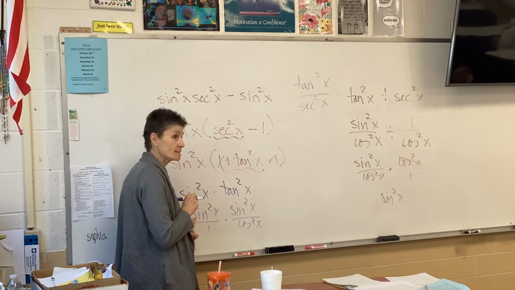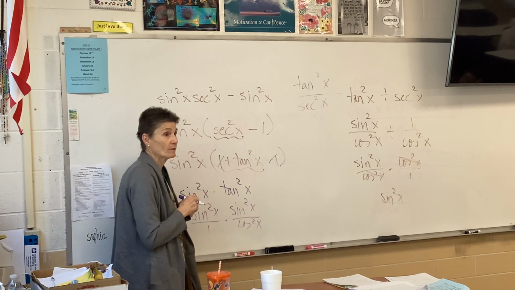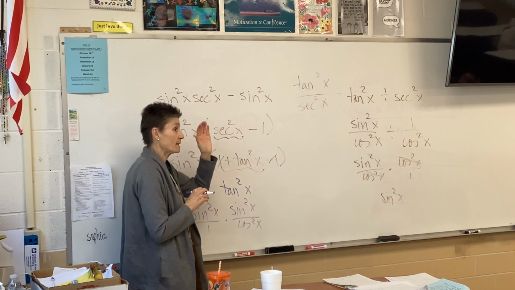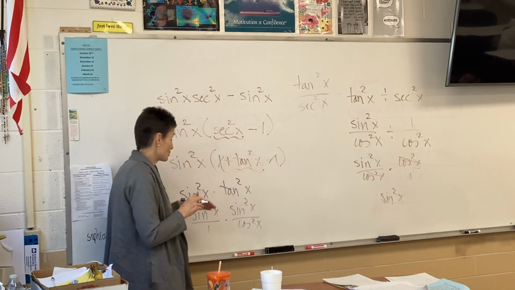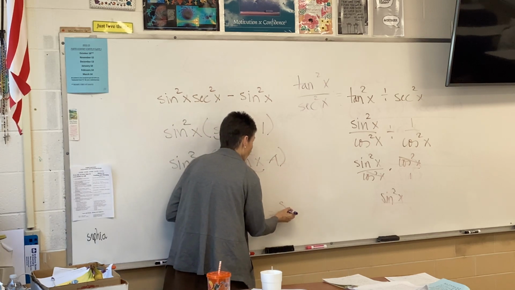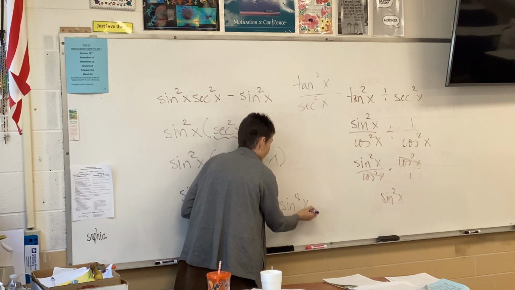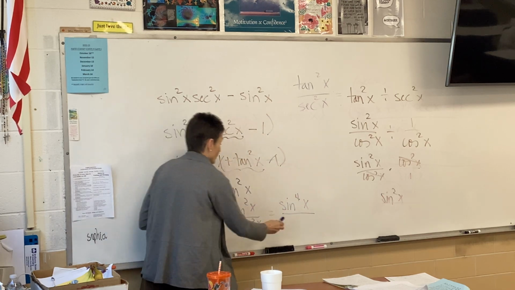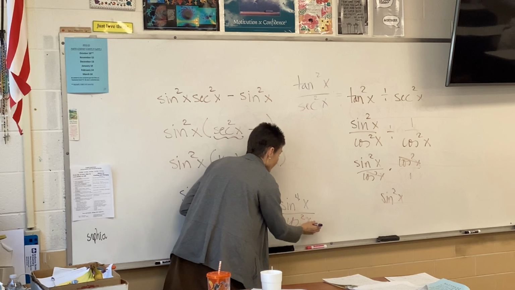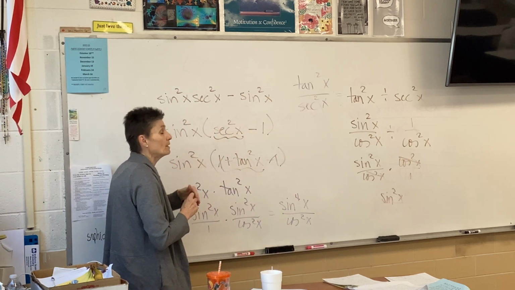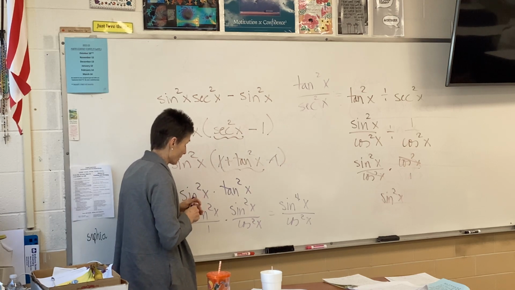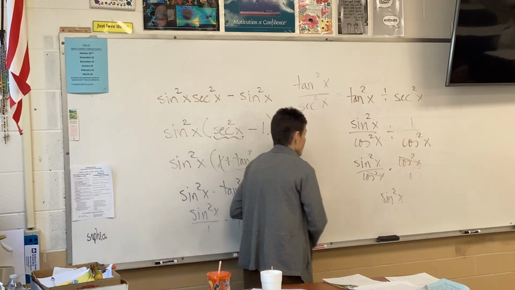I'm multiplying sine squared times sine squared. It's like, what do you get when you take a squared times a squared? A to the 4th. So this is going to be sine to the 4th over cosine squared. That does not simplify. That doesn't go any farther. We are done.